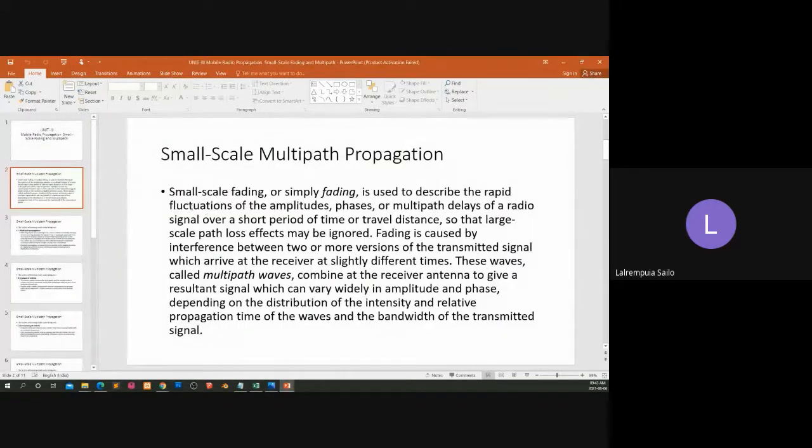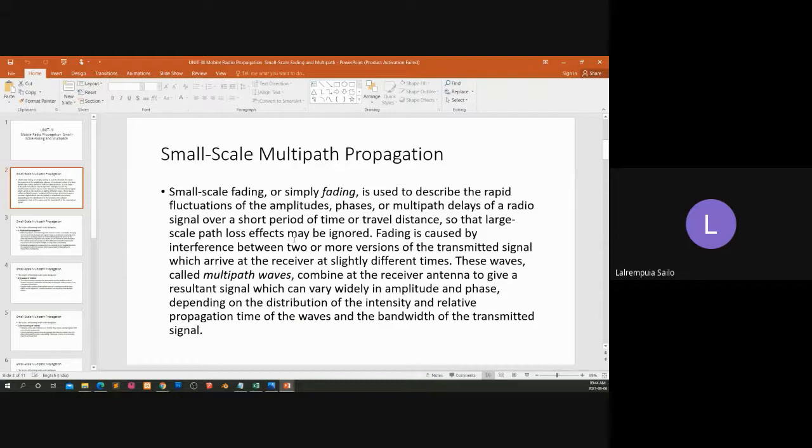So here, fluctuation of amplitude, phase, and multipath delay of the radio signal over a short period of time or travel distance, so that large scale path loss effects may be ignored. A short period of travel time means the mobile user is moving too fast. So we have to ignore the large scale path loss effects in small scale propagation.